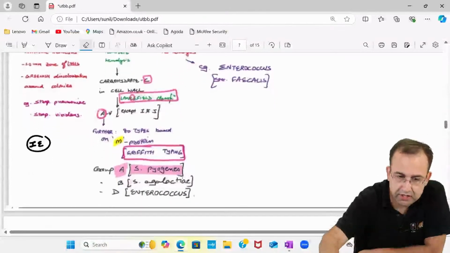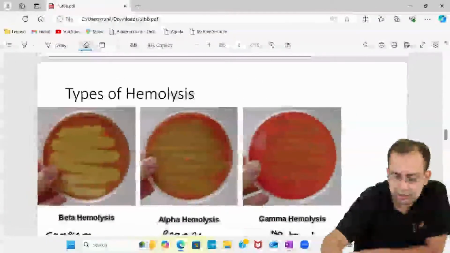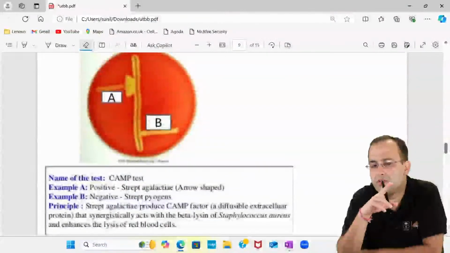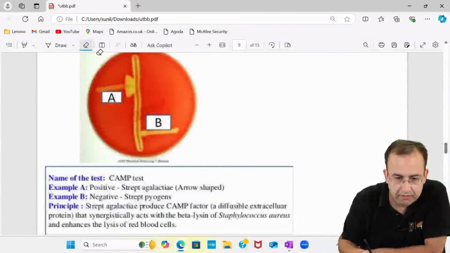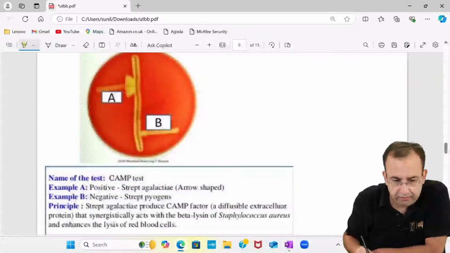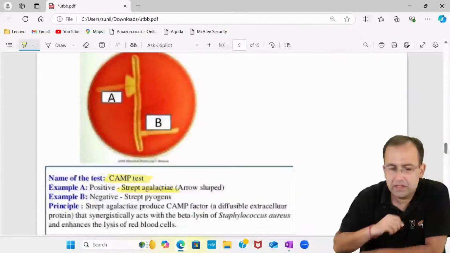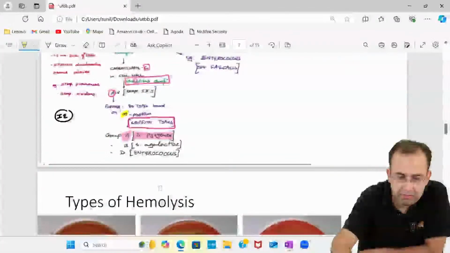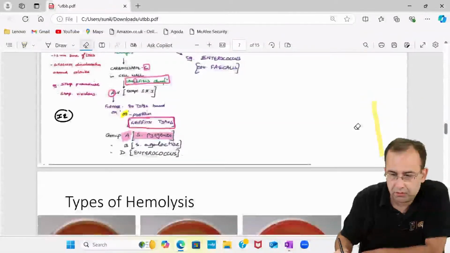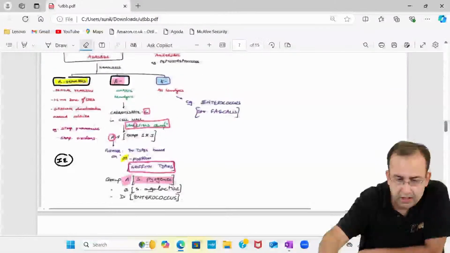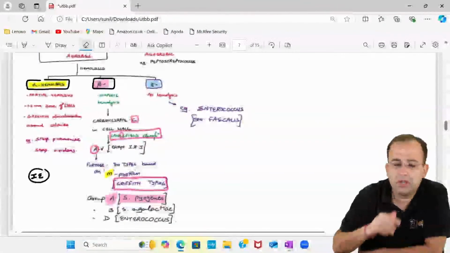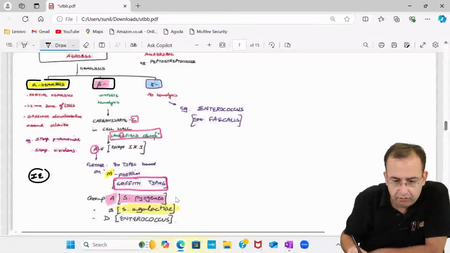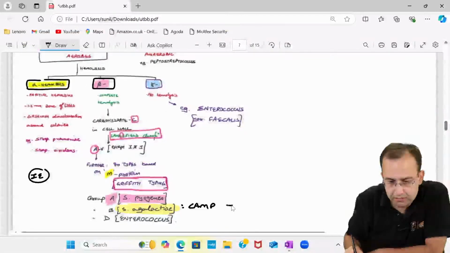Next point. This gets us to the CAMP test with respect to Streptococci only. Let's have a look at Strep agalactiae. CAMP test is positive in Strep agalactiae. It is an enhanced zone of hemolysis. We had divided beta hemolytic Streptococci into groups A, B, and C. Group B is Strep agalactiae, which is CAMP test positive.